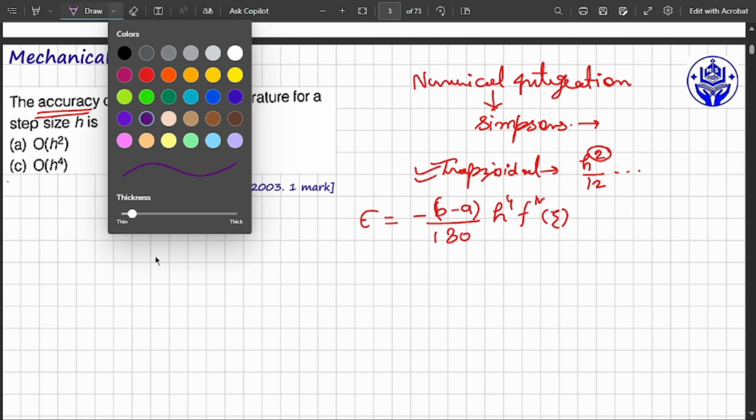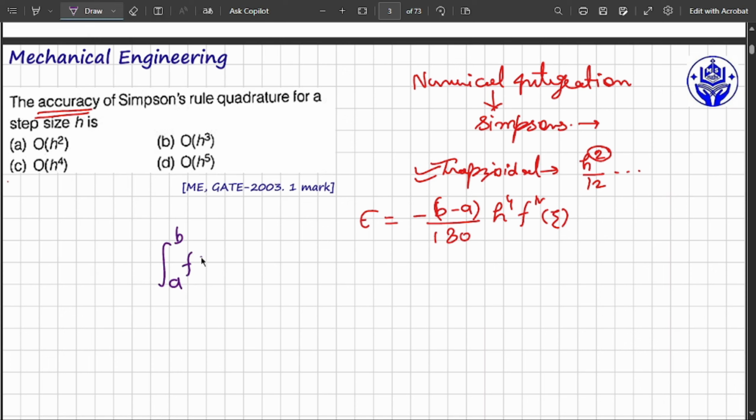If you are going to integrate a function f of x dx from a to b, let's say this is the exact integration, and I subtract the answer obtained from Simpson's formula to find the error. You get here that it is fourth order. So option C is correct here, because Simpson's accuracy is of fourth order.